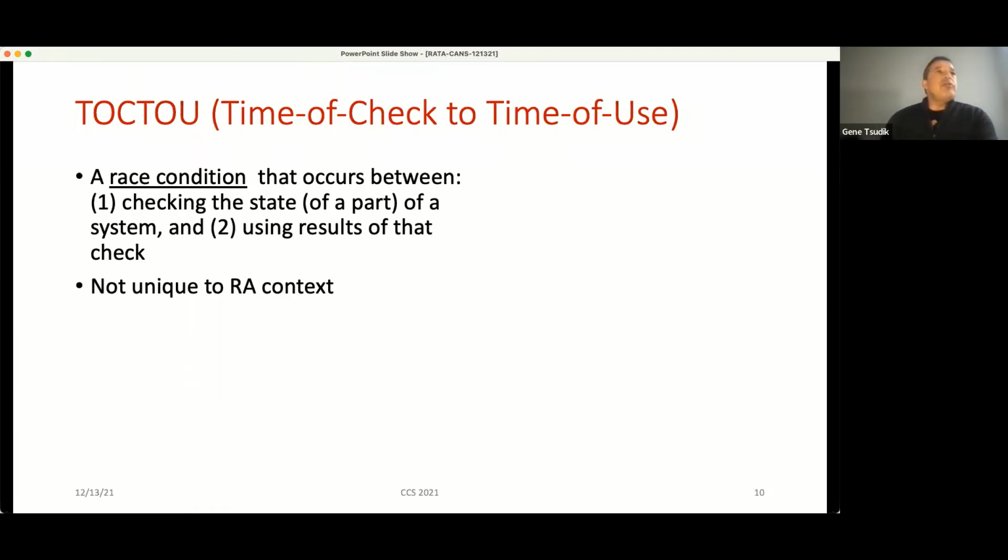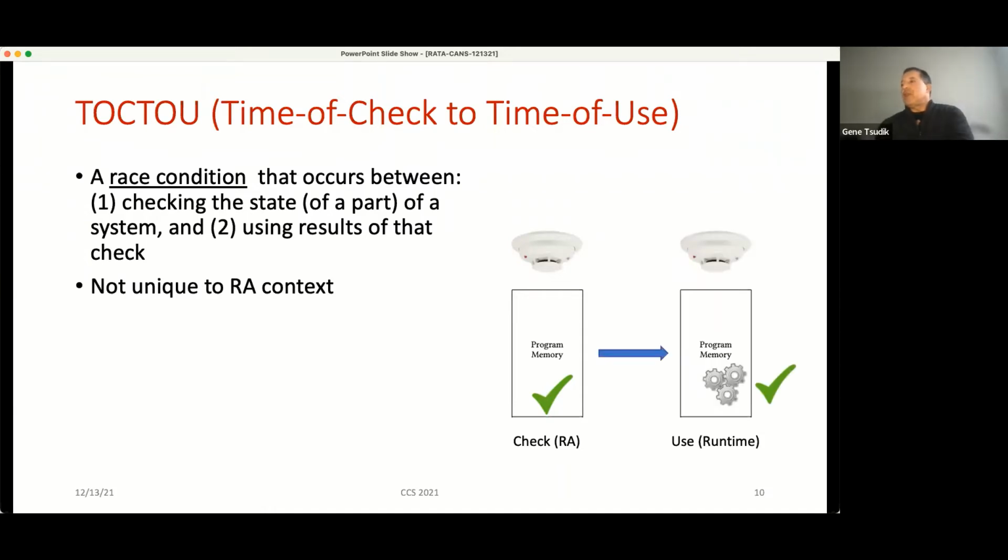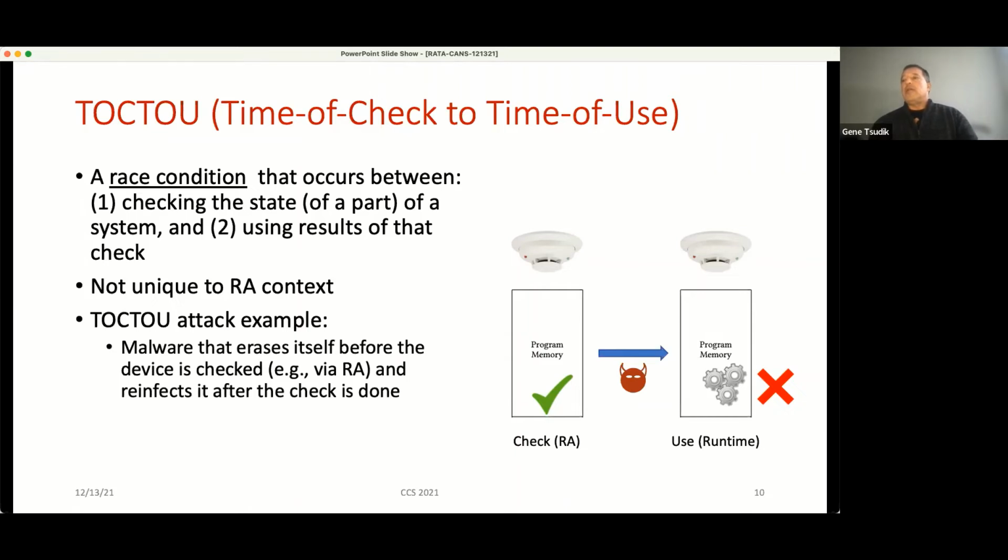Anyway, as I said, this is not unique to the remote attestation context, right? And this is basically the illustration of what I just described. Because in the time between the seemingly successful check and the use of the resource, in this case a sensor, malware could have come in and made itself at home. And this is exactly the kind of malware that erases itself before the device is checked, and reinfects it after the check is done, so that when somebody actually tries to use the device, it is already infected, or reinfected, as it may be.